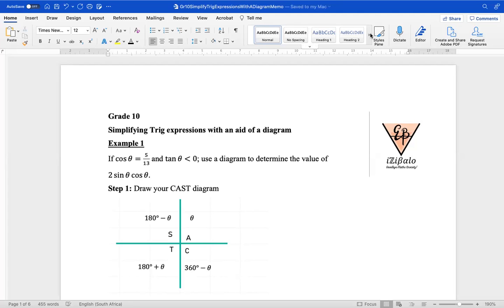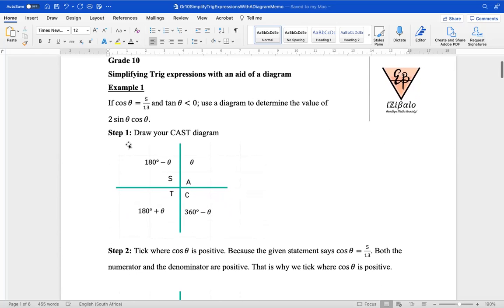How do we solve or simplify these kinds of questions without the use of a calculator? Mr. Maka will give you a statement, whereby he says, if cos theta is equal to 5 over 13. The if portion is the given statement. That is what you work with. And tan theta is less than 0, which means tan theta is negative. The first two clauses are the given statement. This is what we're going to work with in our CAST diagram in order to simplify what Mr. Maka is asking. We need to determine 2 sine theta cos theta, if we're only given that cos theta is 5 over 13 and tan theta is negative.